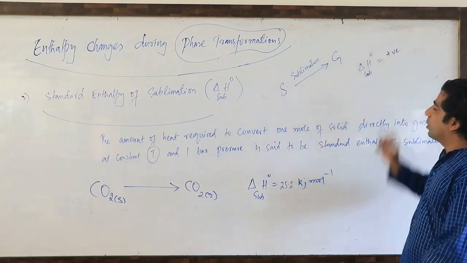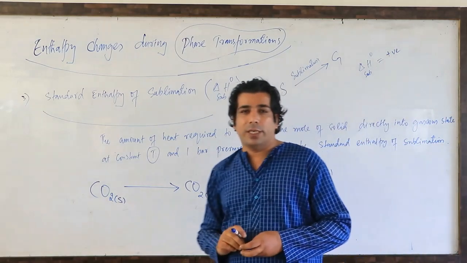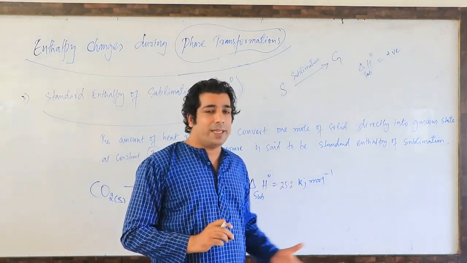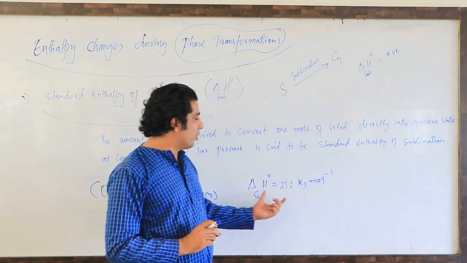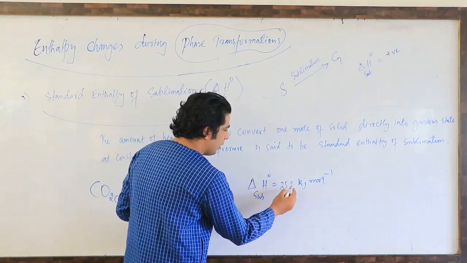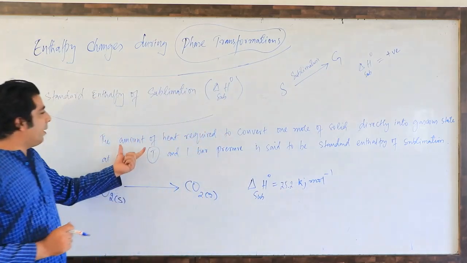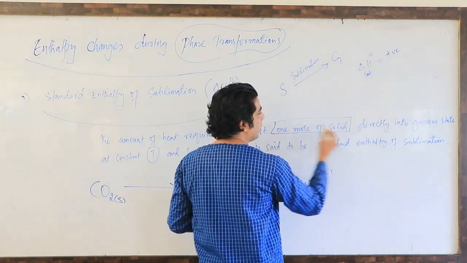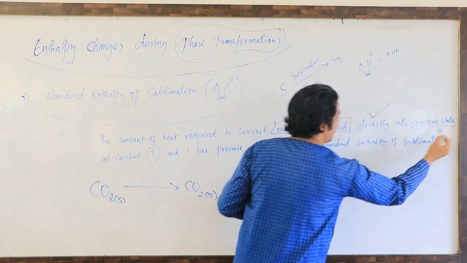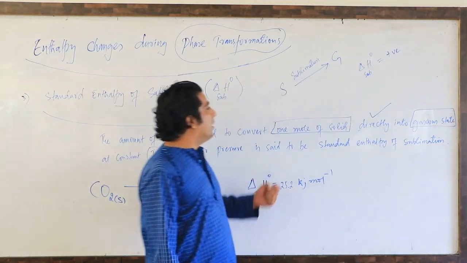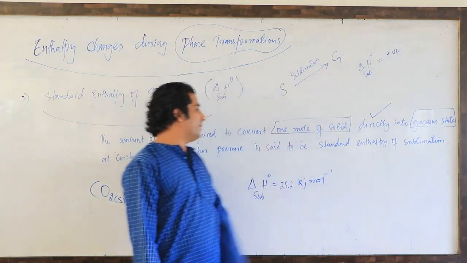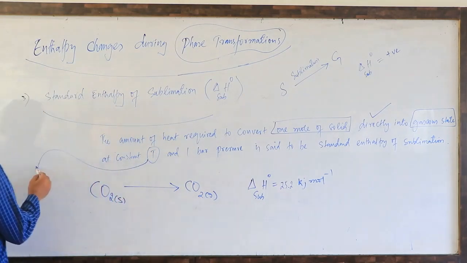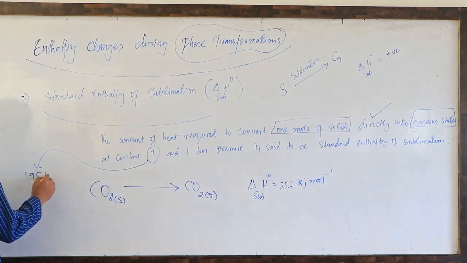That means during sublimation, when you are converting a solid directly into the gaseous state, energy is required. You are supplying the energy. So obviously it's an endothermic process, my dear friends. So what is important here? Have a look. The amount of heat required to convert 1 mole of solid directly into the gaseous state. So you are converting a solid directly into the gaseous state at constant temperature, my dear friends. And here the constant temperature taken for carbon dioxide is 195 Kelvin.